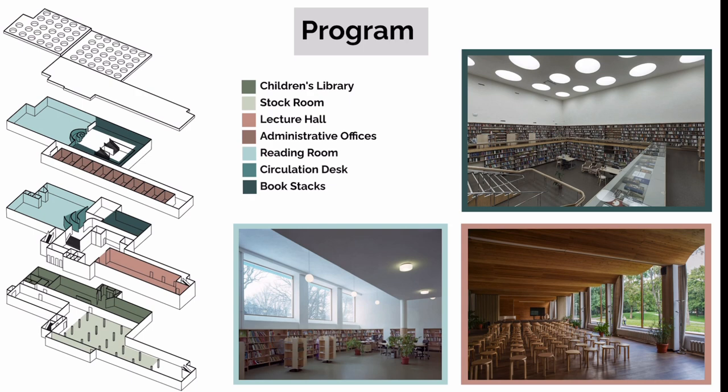The program for the library starts with the more private space in the basement with stockrooms and the children's library. Then the ground floor level has a lecture hall, reading room, and book stacks, which are all shown in the images on the right. This also has a circulation desk. The top floor has administrative offices, book stacks, and a reading room.